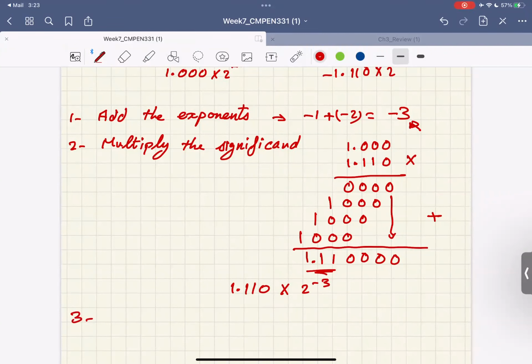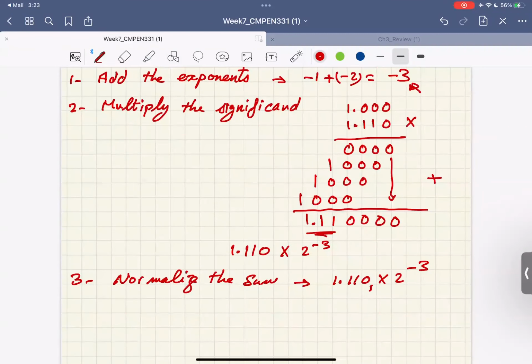Third, normalize the sum. Normalize the sum meaning I need to put that in the format of 1 point something multiplied by 2 to the power of something. Interestingly, this is what it is right now. So it is exactly the same number, 1.110 multiplied by 2 to the power of negative 3. When you check that, you will find that there is no overflow or underflow since the number here is written in 4 digits.